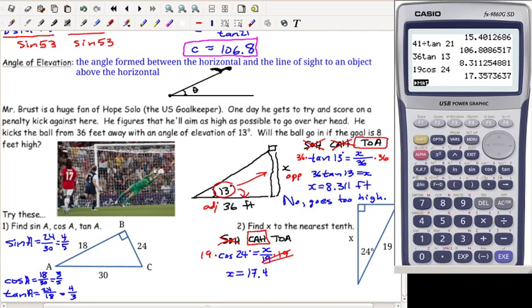So there's your answers. Pause your video for a minute if you need time to check your answers. Then go ahead and write your summary. Try out the homework.